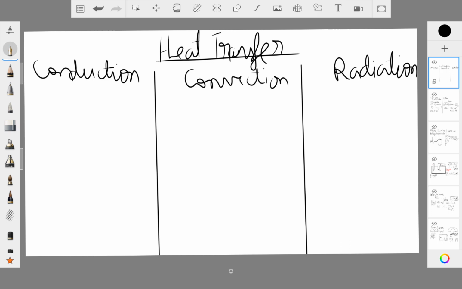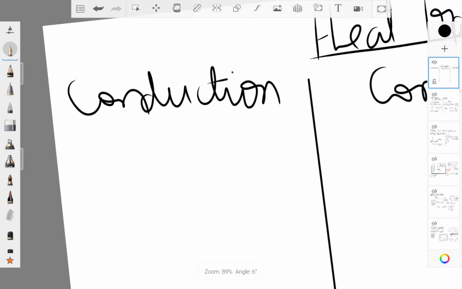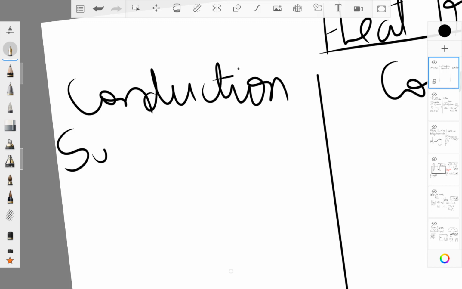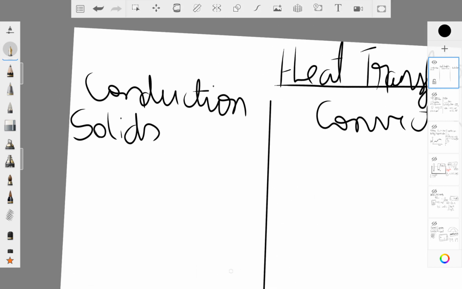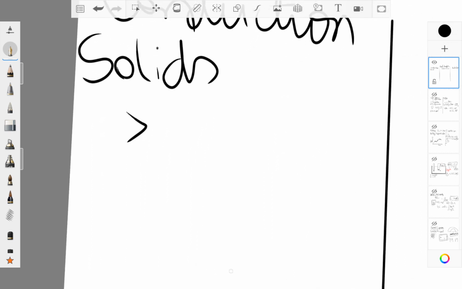Now, heat transfer can occur in three ways. The first method that we consider is conduction. Now, conduction is most prominent in solids, and it can occur in two ways. That is to say, you can consider it in two ways.